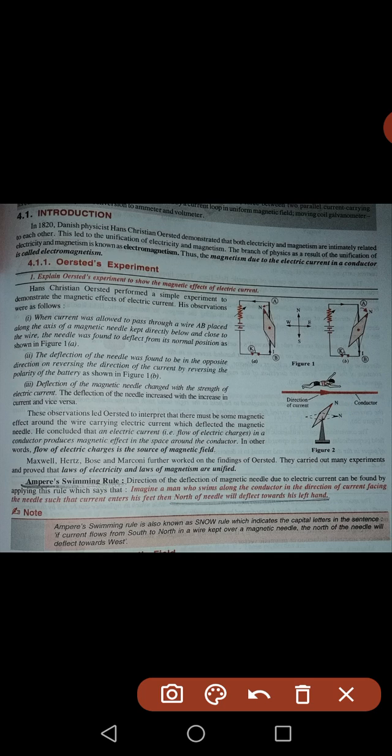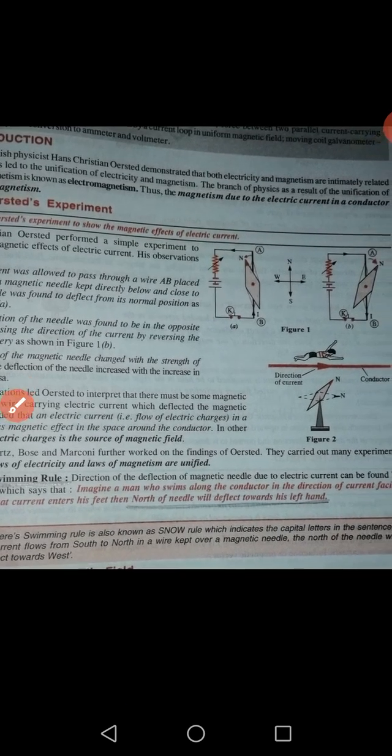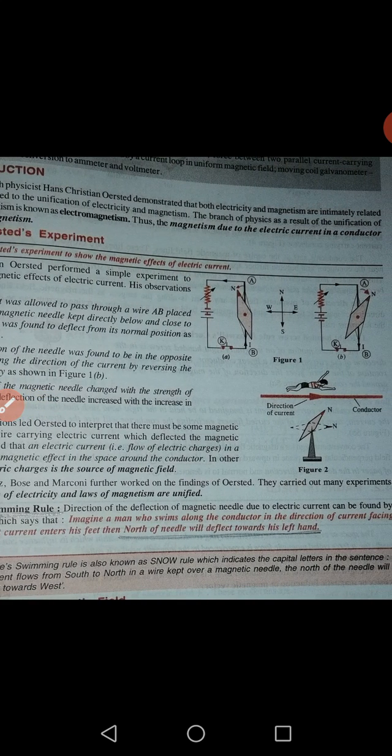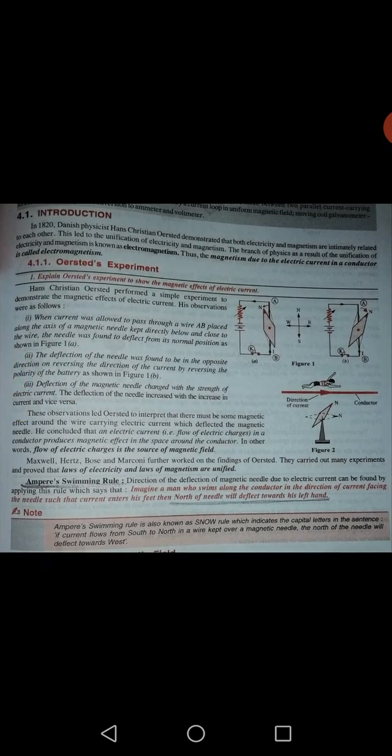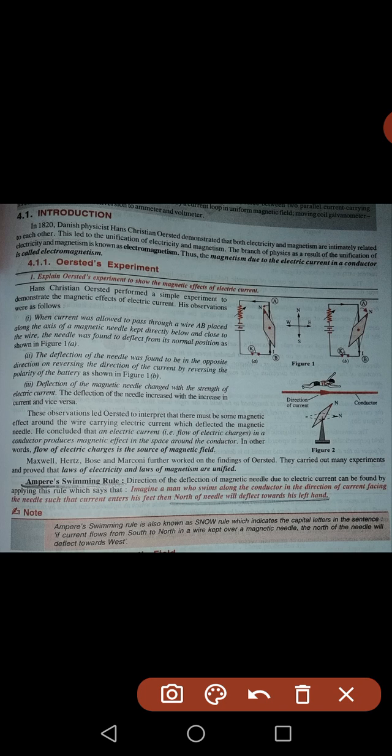Now, Ampere's swimming rule. It says that the direction of the deflection of a magnetic needle due to electric current can be found by applying this rule: imagine a man who swims along the conductor in the direction of current, facing the needle, such that current enters his feet, then the north of the needle will deflect towards his left hand. North towards left hand, that's what it says.